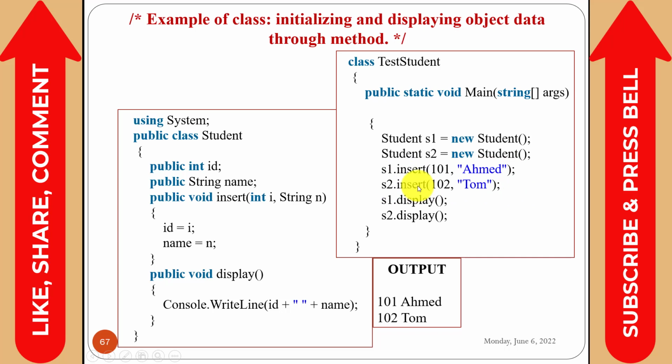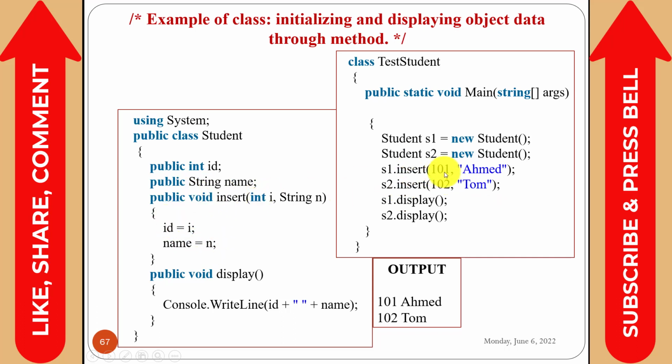S2.insert for second student data. 102 is an integer type value and the string type value is Tom with double quotes. So we have inserted the data for student 1 and we have inserted the data for student 2. There are two objects for the student class. Now we want to display the data. How can we show the data whatever we have input? By using the insert method.